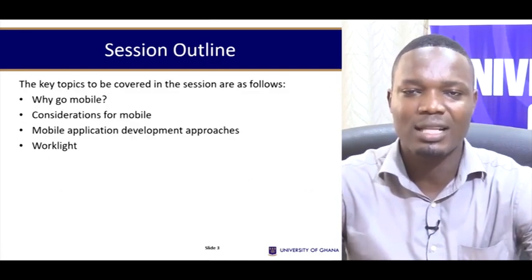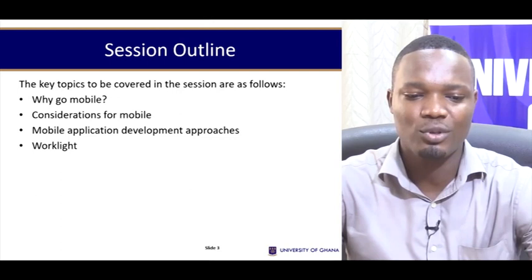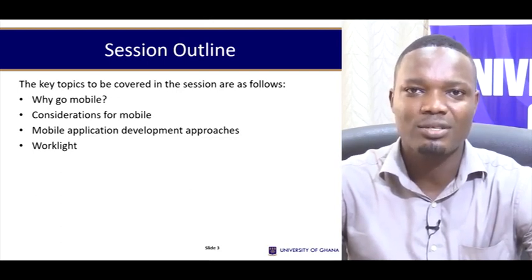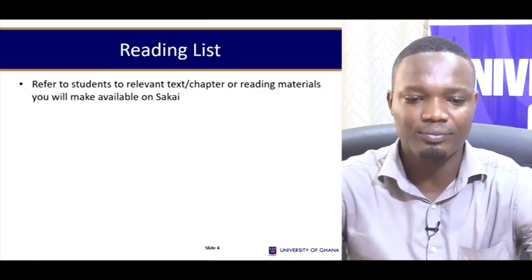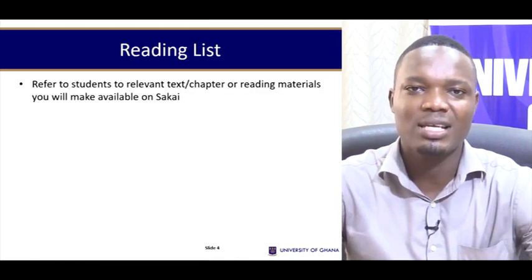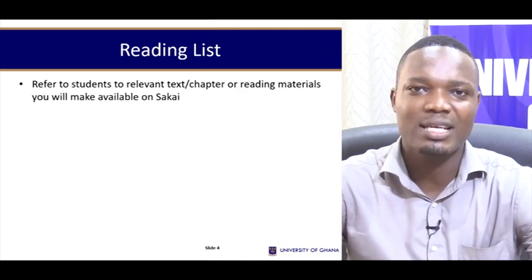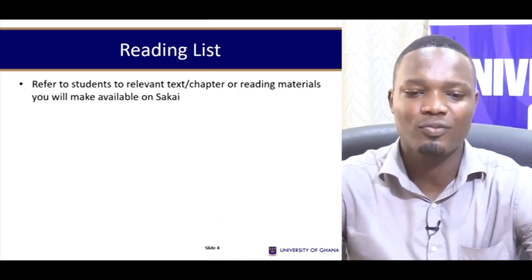The session outline is as follows. We'll talk about why we should go mobile. We'll look at the considerations for mobile. We'll look at the mobile application development approaches, and then we'll look at Worklight. The reading list or materials are uploaded in the Sakai. Please do well to follow them.